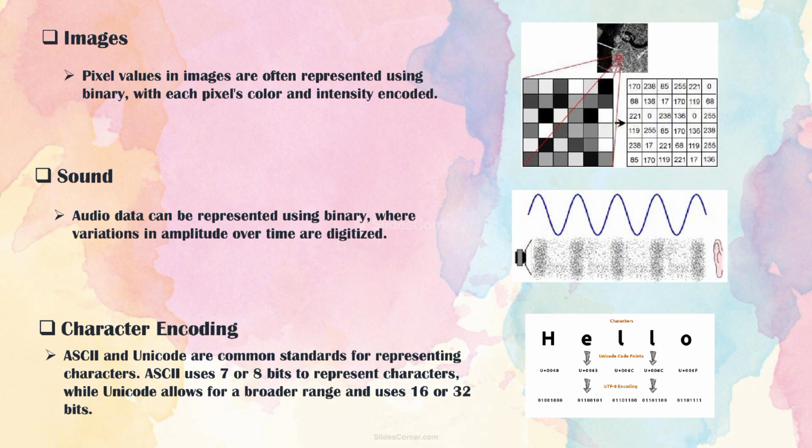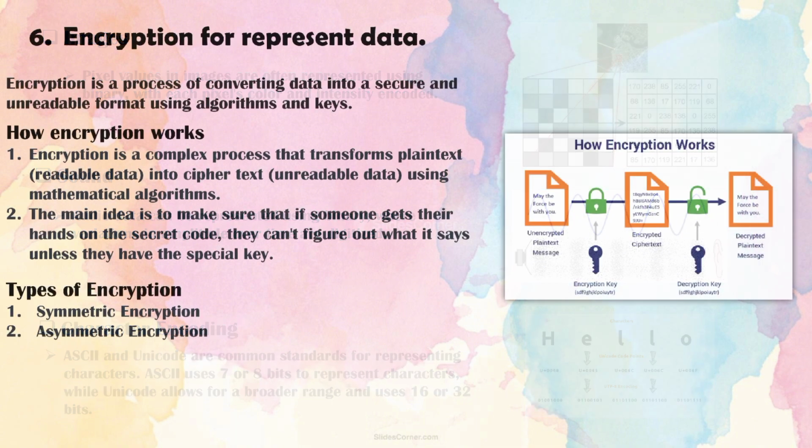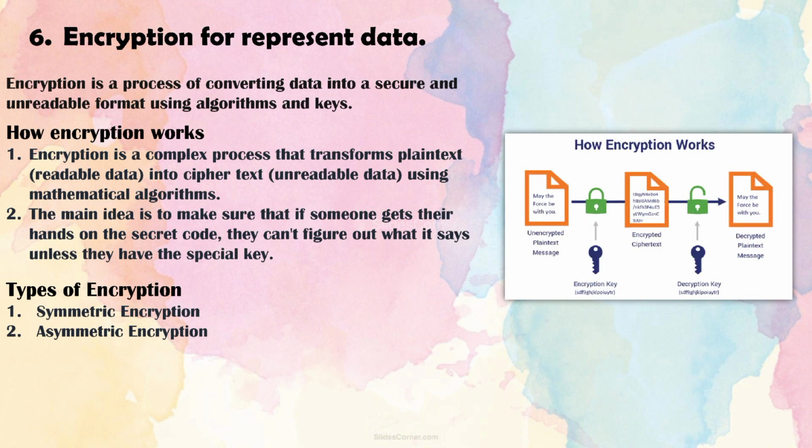ASCII uses 7 or 8 bits to represent characters, while Unicode allows for a broader range and uses 16 or 32 bits. Encryption to represent data. Encryption is a process of converting data into a secure and unreadable format using algorithms and keys.